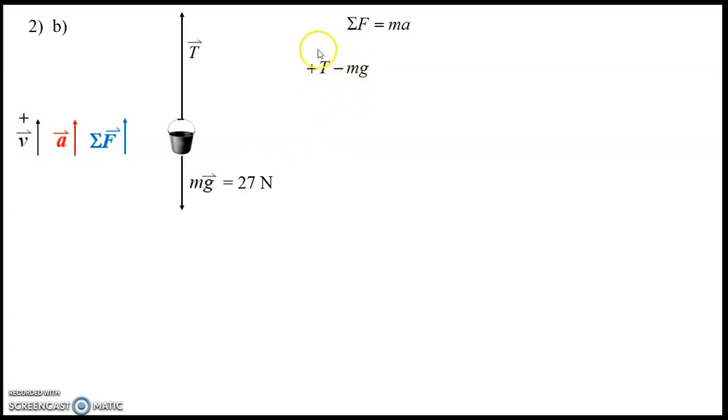So here's what we're doing. We're saying that these are the forces that are going to combine to make sigma F, and the right-hand side is still just ma. So that's always the next step. After doing sigma F equals ma, you list each of the forces with their proper signs.